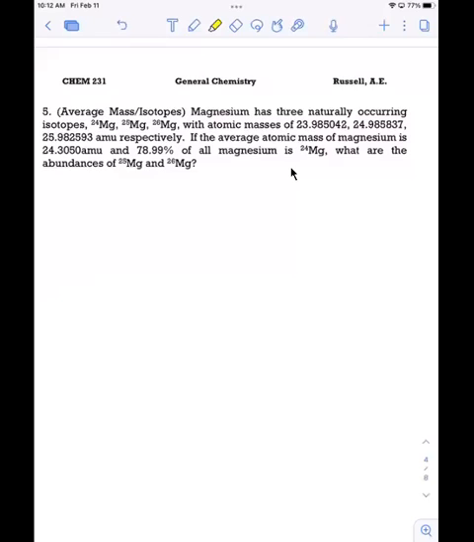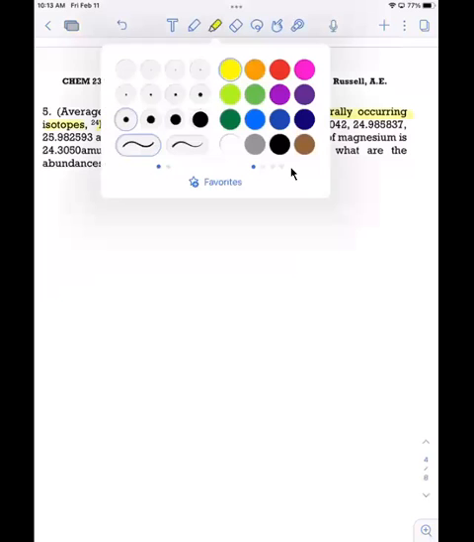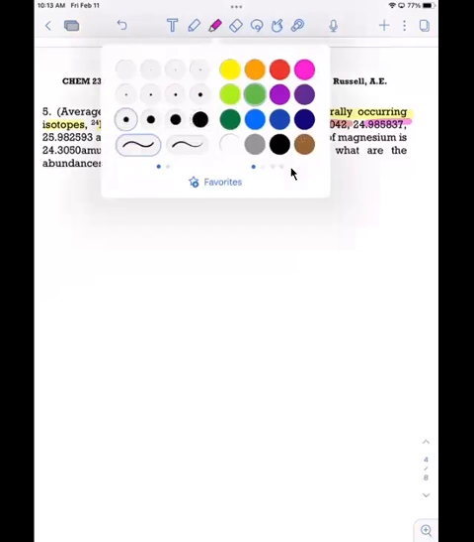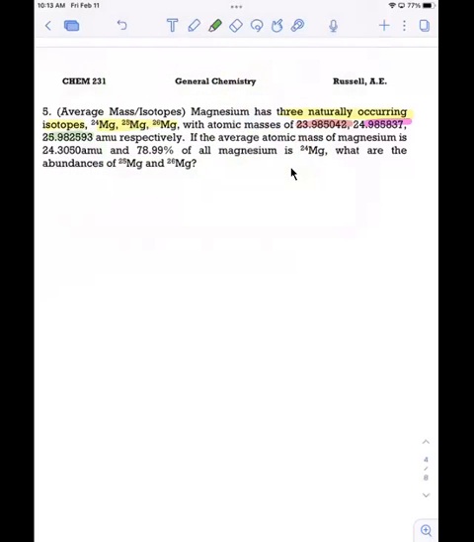Magnesium has 3 naturally occurring isotopes: magnesium 24, magnesium 25, magnesium 26, with atomic masses 23.985042, 24.985837, and 25.982593 AMU respectively. If the average atomic mass of magnesium is 24.3050 AMU and 78.99% of all magnesium is magnesium 24, what are the abundances of magnesium 25 and magnesium 26?